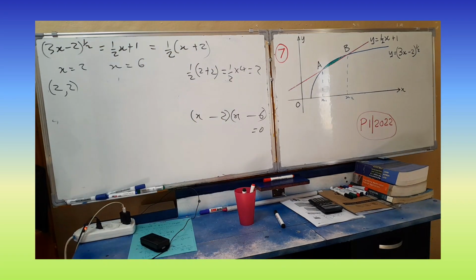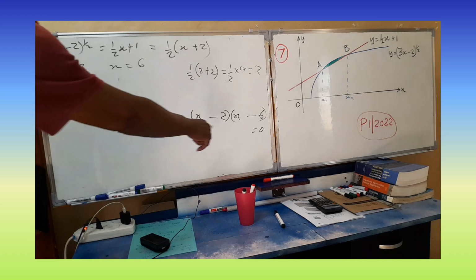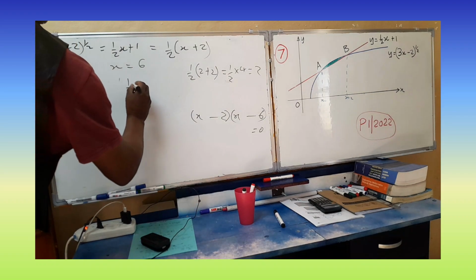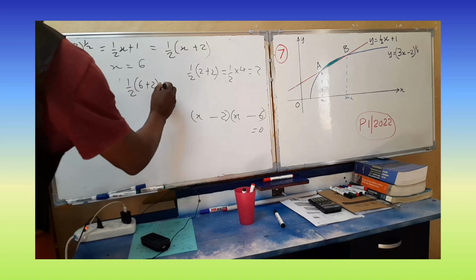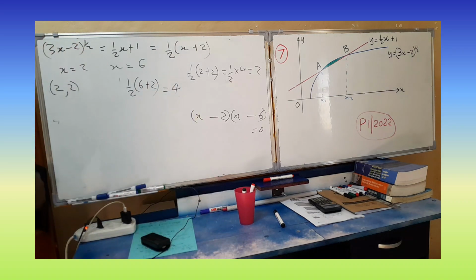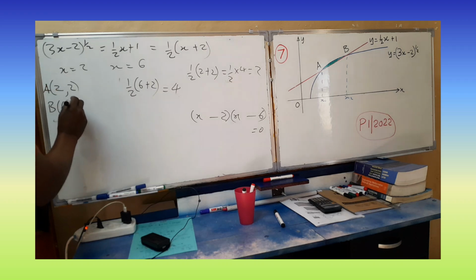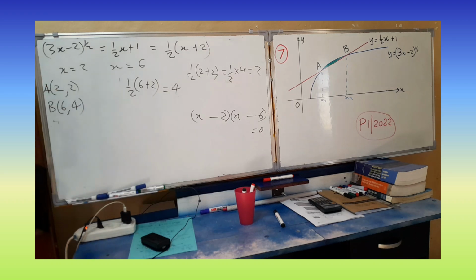What about the point B? Let's put x equals 6. We will have half of bracket 6 plus 2, which is 8 divided by 2, which is 4. So this will be A, and the coordinates of B will be (6, 4). Just to check our calculation, we need to check that the same values of x will give us the same values of y here.